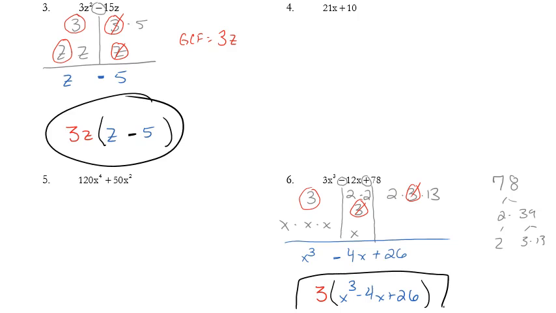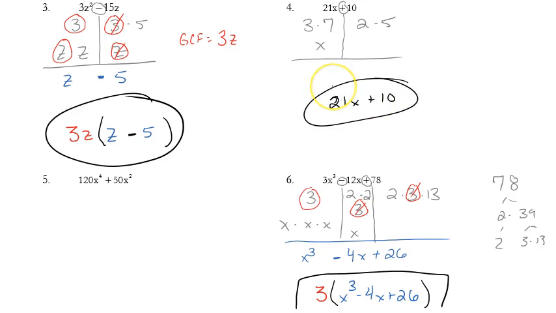Go ahead, press pause and try 4 and 5, please. Hopefully you ran into this problem. There's nothing in common. They don't have any common factors at all. This is considered a prime polynomial, but instead of calling it a prime polynomial, we might just write it down as factored completely already. It's 21x minus 10. I don't have to do anything.